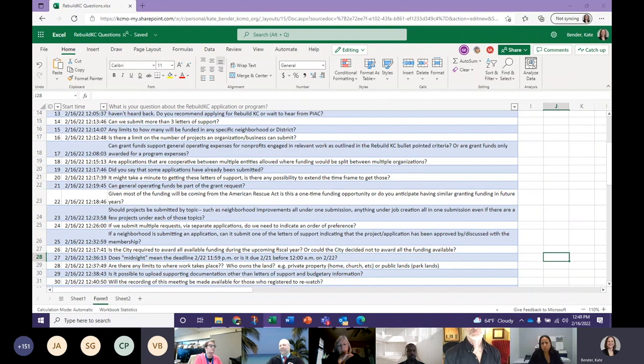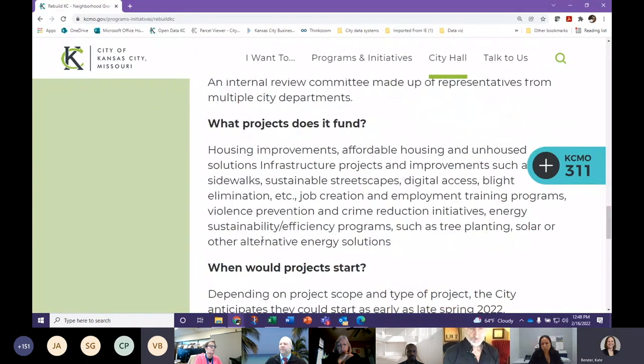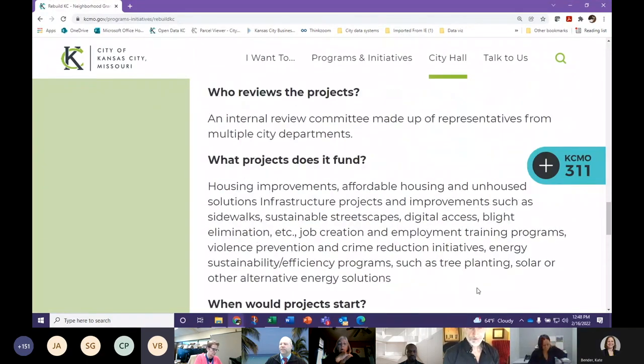I know you said there weren't geographic priorities, but do you have goal or population priorities like addressing or preventing homelessness, et cetera, which I think those are covered in the list, correct, of which projects it funds? Yes. So those would be, it's fairly broad. There's quite a few in there, right? Housing, infrastructure, sustainability. Pretty broad, but quite a few.